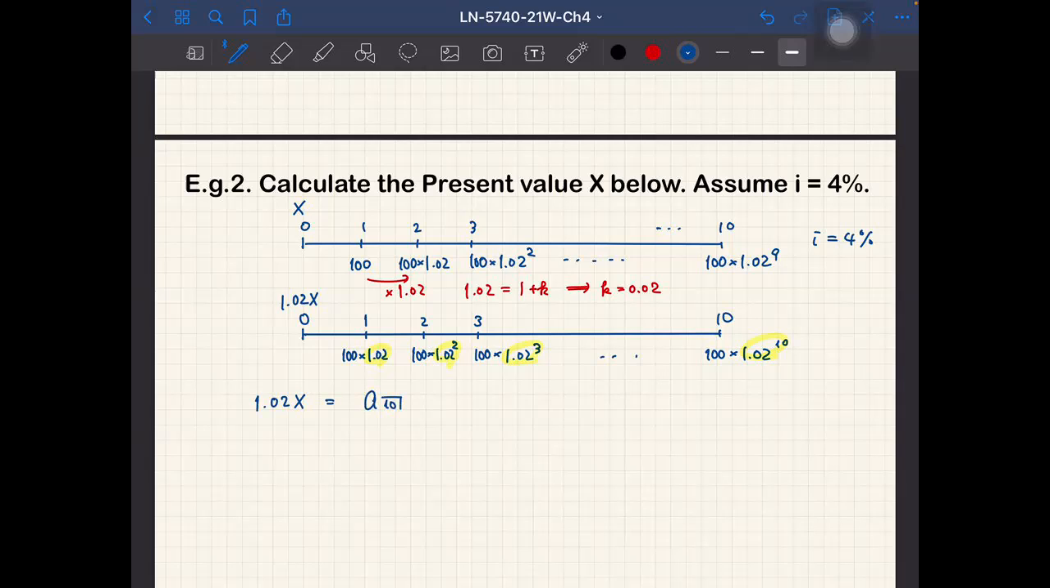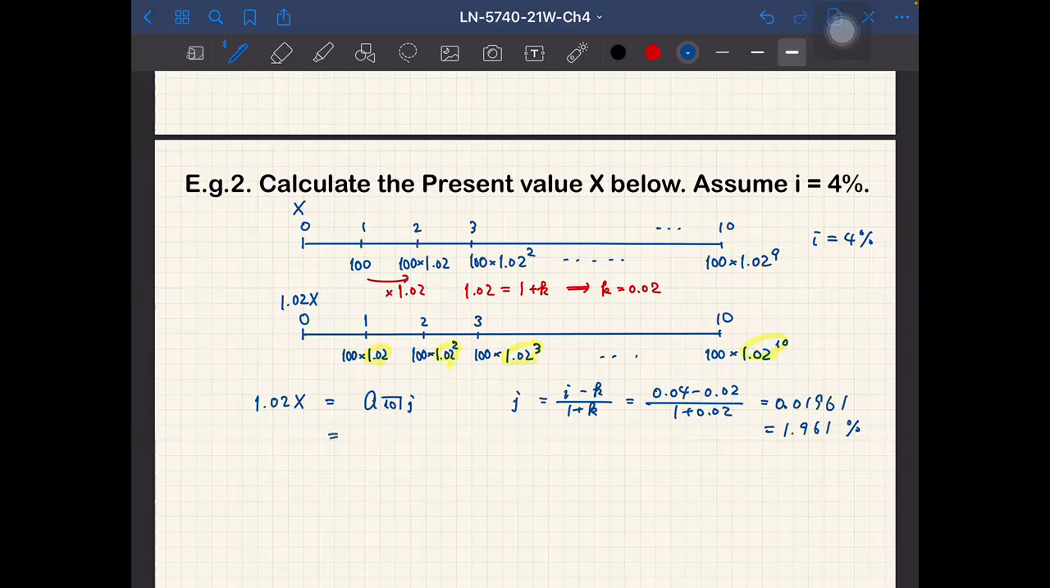And here j is I minus k over 1 plus k, so I is 4%. Yeah, and the k is 0.02 and the I is 0.04. So 0.02 divided by 1 plus 0.02. So this is slightly smaller than 2%. And actually, this is 0.01961 or 1.961%.